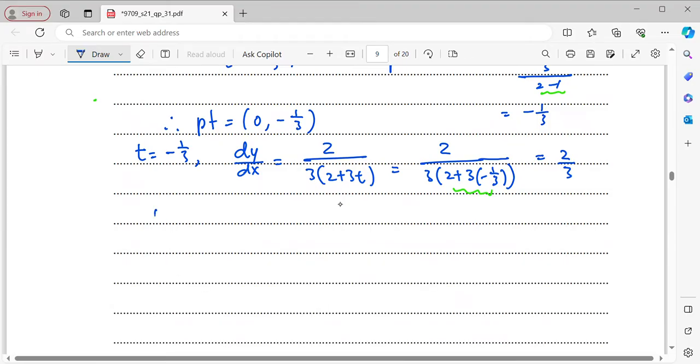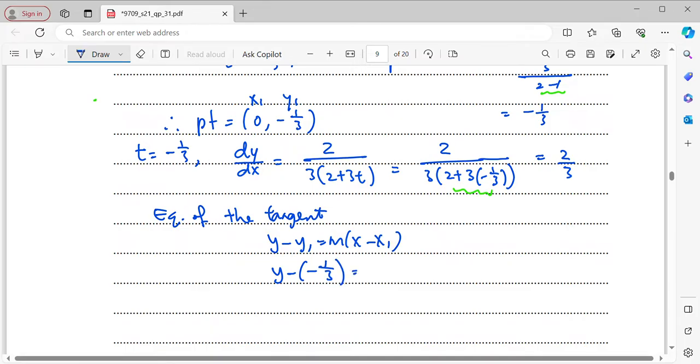So then, final answer, equation of the tangent. y minus y1 equals m bracket x minus x1. So this is x1, y1. So x1 is 0, y1 is negative 1 over 3. So I will get y minus negative 1 over 3, and this is our m. So 2 over 3 bracket x minus 0. Then from here, you will be getting y equals 2 over 3 x. Here is plus 1 over 3, so when you move to the right side, it will be negative 1 over 3. So this is the solution of this part.